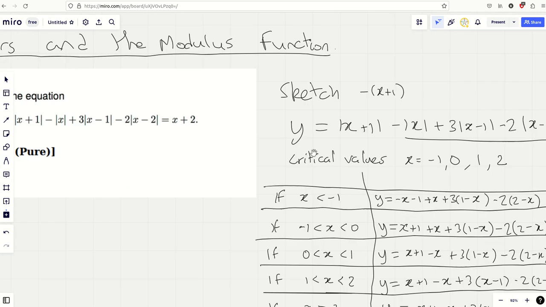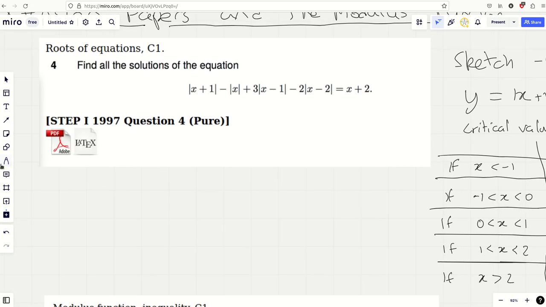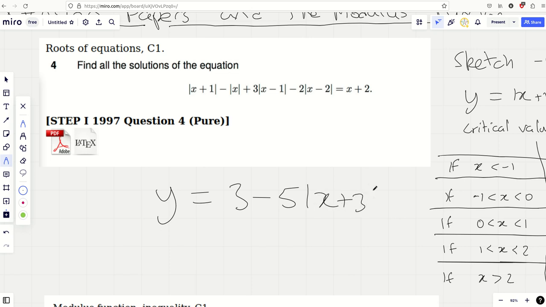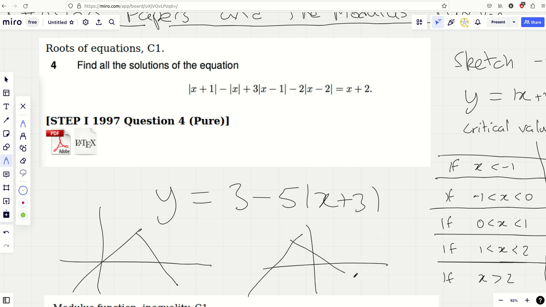So that's how you handle the modulus, critical values. Incidentally, if you've got to sketch an awkward modulus graph, like, I don't know, 3 minus 5 mod x plus 3, you can sketch that using critical values. Your critical values here will be when x is less than minus 3 and when x is greater than minus 3. And when you come up with your two lines, I'd have to work it out, but when you come up with your upside down mod graph, minus 3 is a critical value, isn't it? One of your lines is going to be when x is less than minus 3, and then the other line is going to be when x is greater than minus 3, and that's just normal x plus 3.